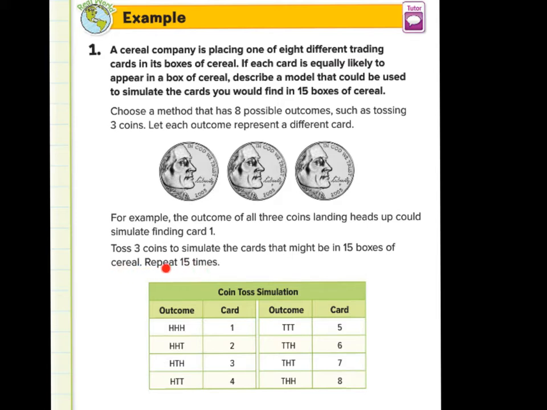Repeat 15 times. So let's just say I throw up all the coins and I get heads one time. Okay? That would be card number 1. When I get head, tail, I get card number 2, and so on. You see? So then we would just practice throwing up these coins, and we would see how many times I would have to throw them up to get all 8 cards. Now remember, heads could repeat multiple times in the times that I'm throwing up. So that means I would get card 1 multiple times.